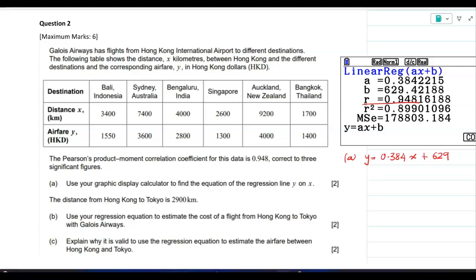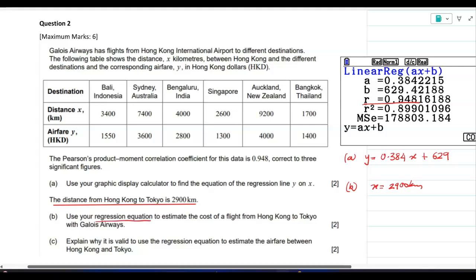Use your regression equation. The distance between Hong Kong to Tokyo, so that's the distance is your x. It's given over there: 2,900 kilometers. Use the regression equation to estimate the cost. So you'll use this equation, you'll put this value in this. Right. Now don't take rounded value.